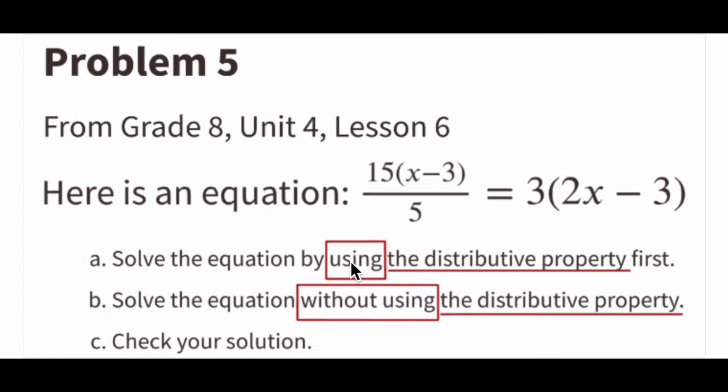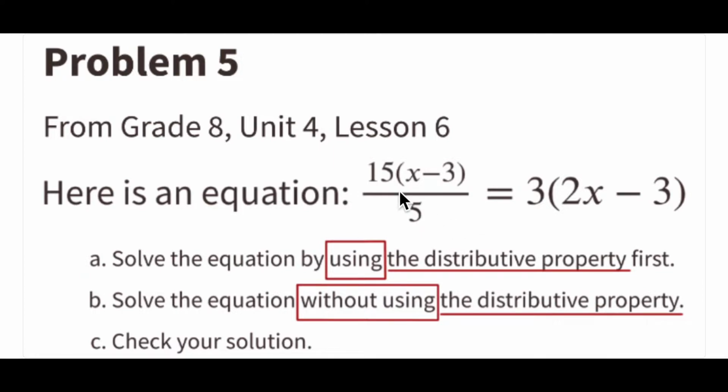One strategy is to use the distributive property, and the other strategy is to solve the equation without using the distributive property. And when I look at these equations, I generally try to keep the numbers as simple as possible. So I try to make steps that will simplify the numbers and not actually make them larger.